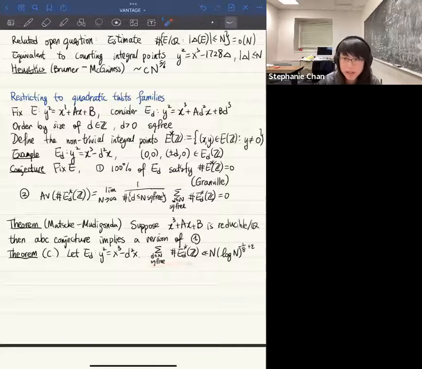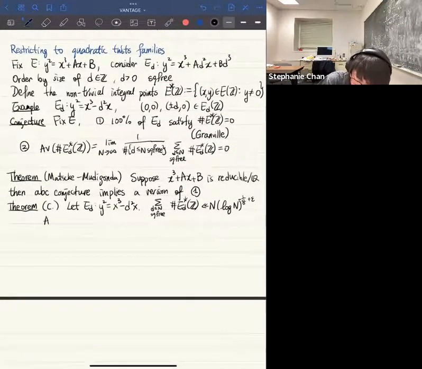So on the left hand side, this is a sum of all non-trivial integral points with D up to N. So there are order N elliptic curves here in the sum. If you divide out N from both sides, you get this log N to the power of minus 1/8 plus epsilon, which would tend to zero as you take N towards infinity. So this implies that the average in this family is zero.